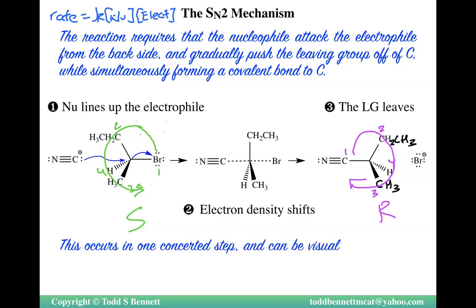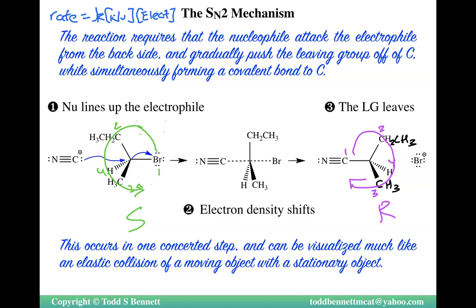Okay. It occurs in one concerted step. We use the word concerted. So if you've ever been to a concert, it is where everybody plays simultaneously, meaning the nucleophile is coming in and pushing the leaving group off at the same time. And the ethyl, the methyl, and the hydrogen are moving from slightly left to middle to slightly right. Everything is happening in concert. They're all doing it together.